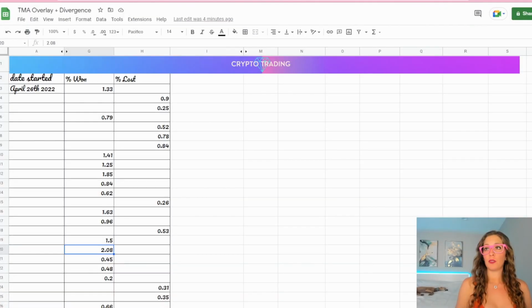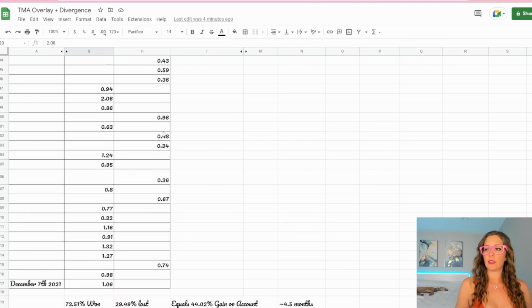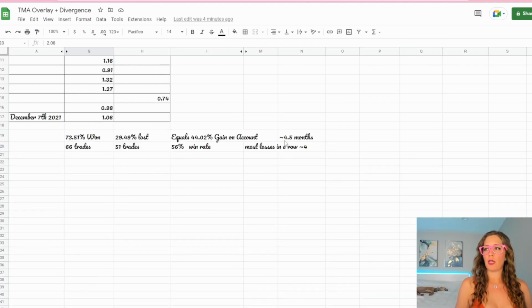And here are all my results for the TMA overlay plus divergence, is what I called it. And it took about 4.5 months, counting backwards. Wasn't exact. So we have 73% gain and a 29% loss equals about 44% gain on the account. With a 56% win rate, I tested 117 times just because I went over a little bit, and most losses in a row were 4.